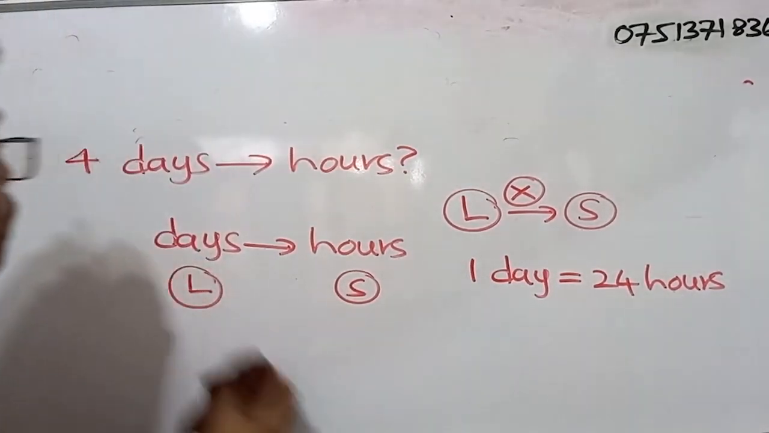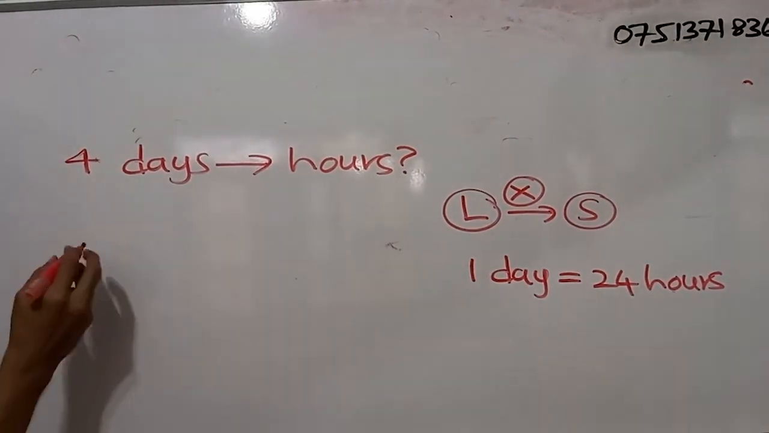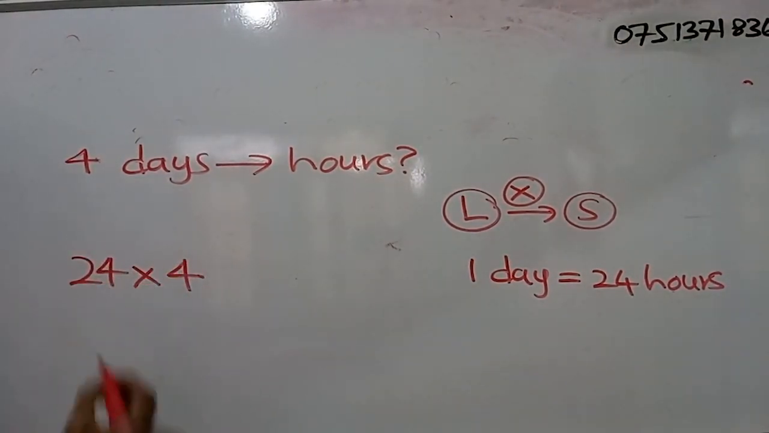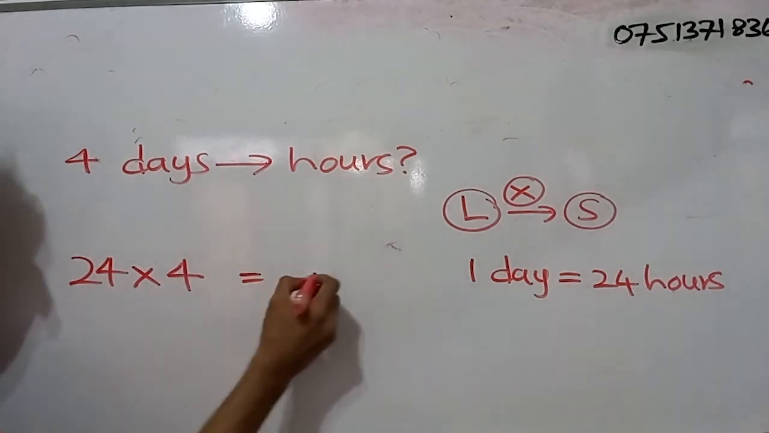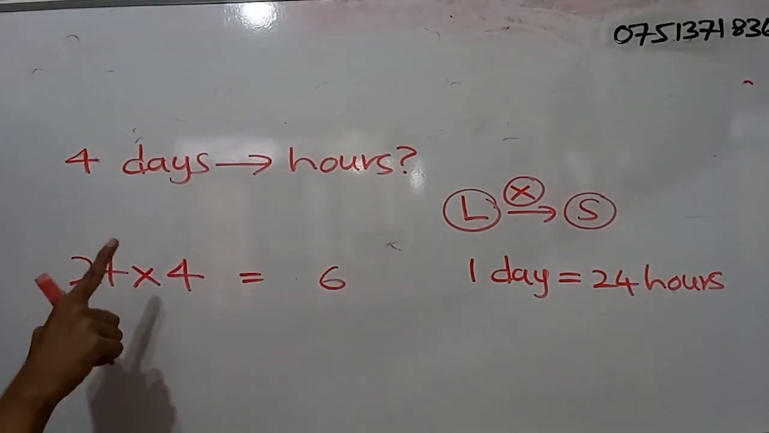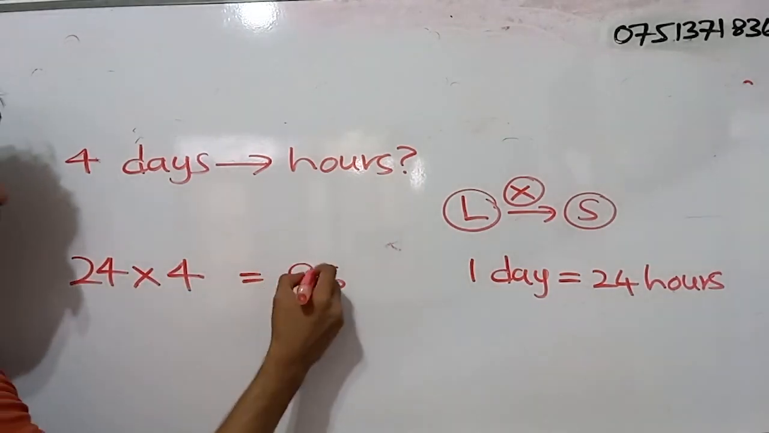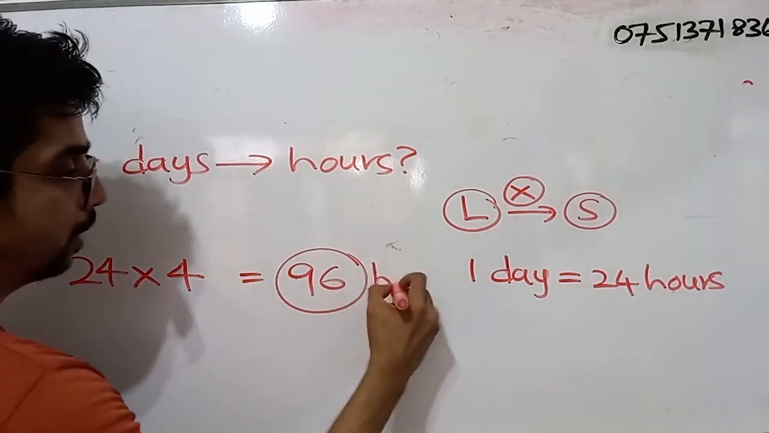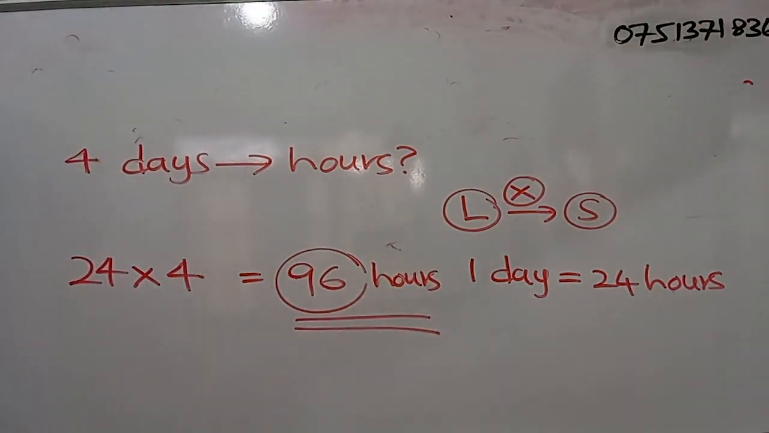So here what do we have to do? We have to multiply 24 by 4. So 4 times 4 is 16. So we write the 6 and carry the 1. 4 times 2 is 8. Add the 1, it becomes 9, so 96. So what is this 96? This is hours. So this is the answer, 96 hours.